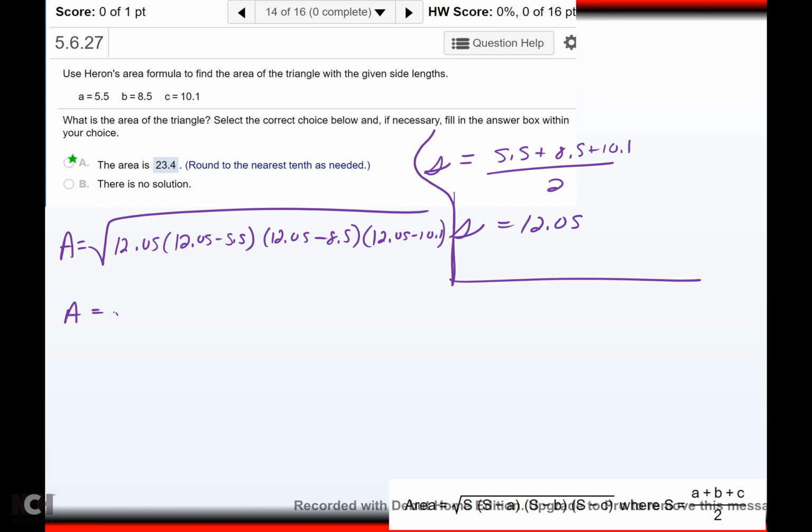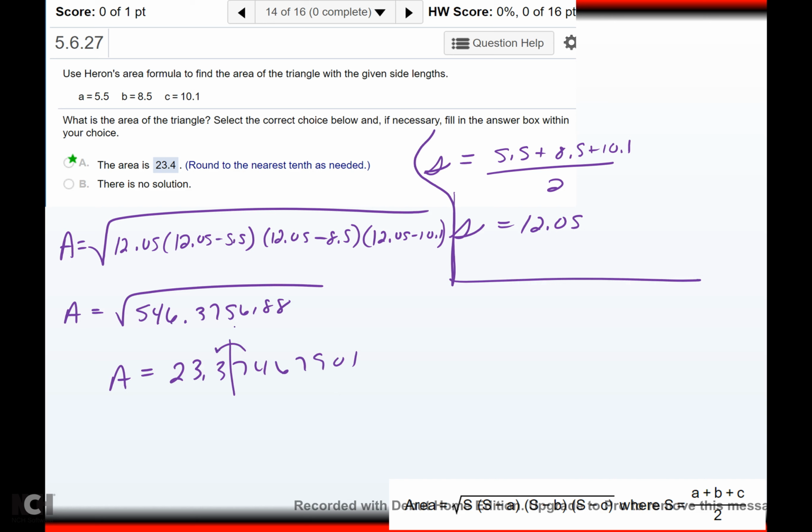So type all that in, you get the square root of 546.3756188. Take the square root of that, 23.37467901, to the nearest 10. 7 is going to bump it up to 4.